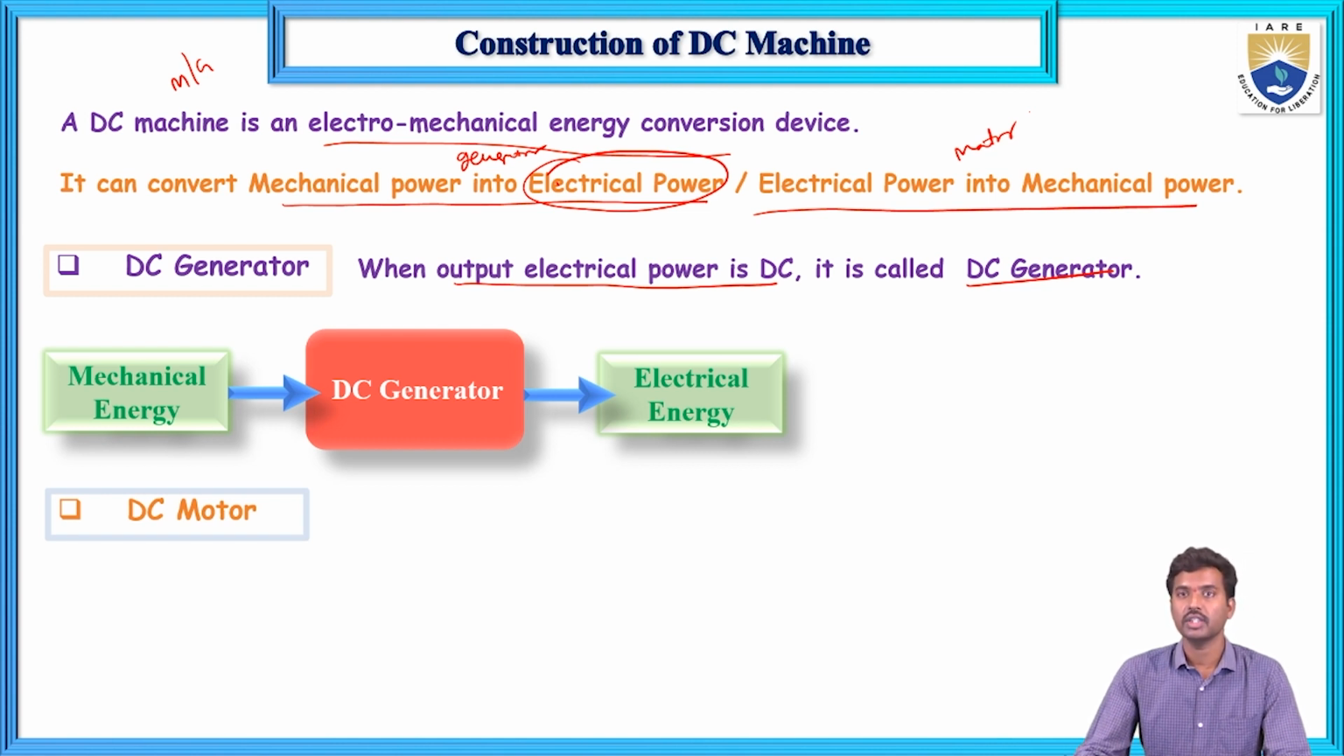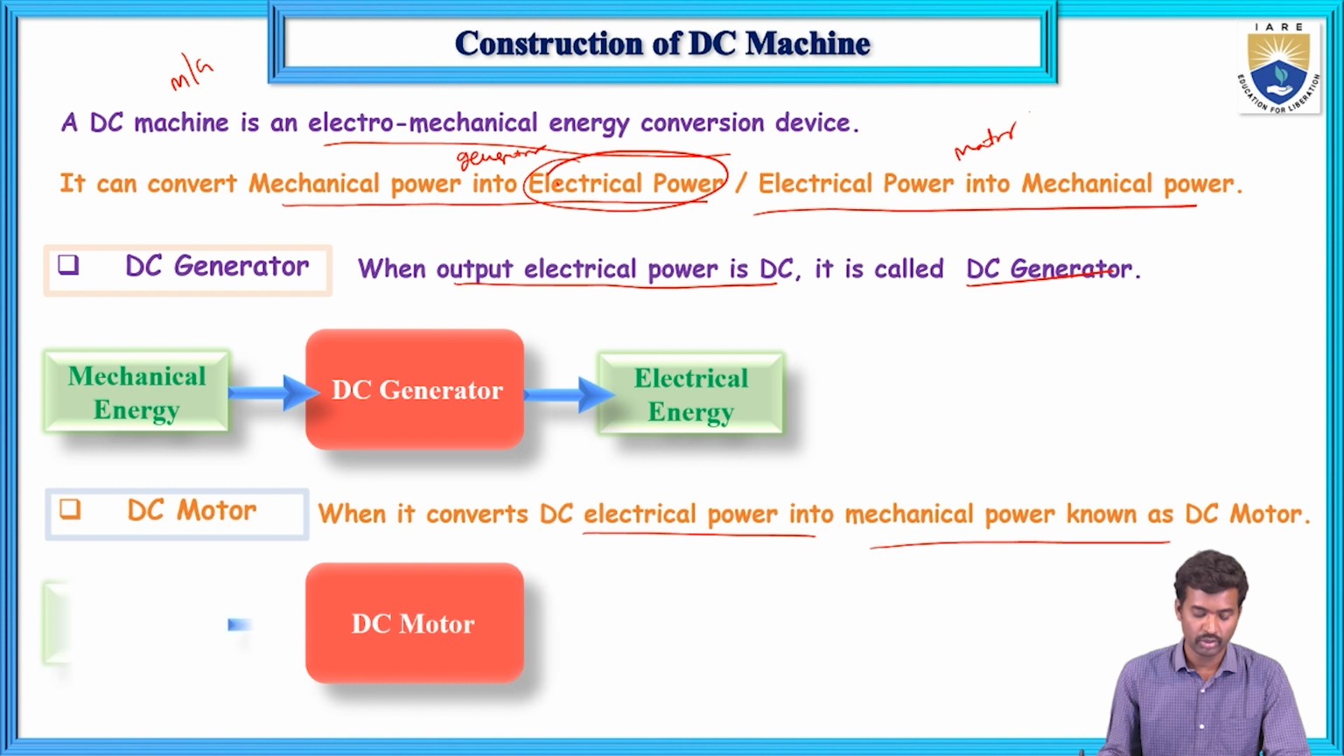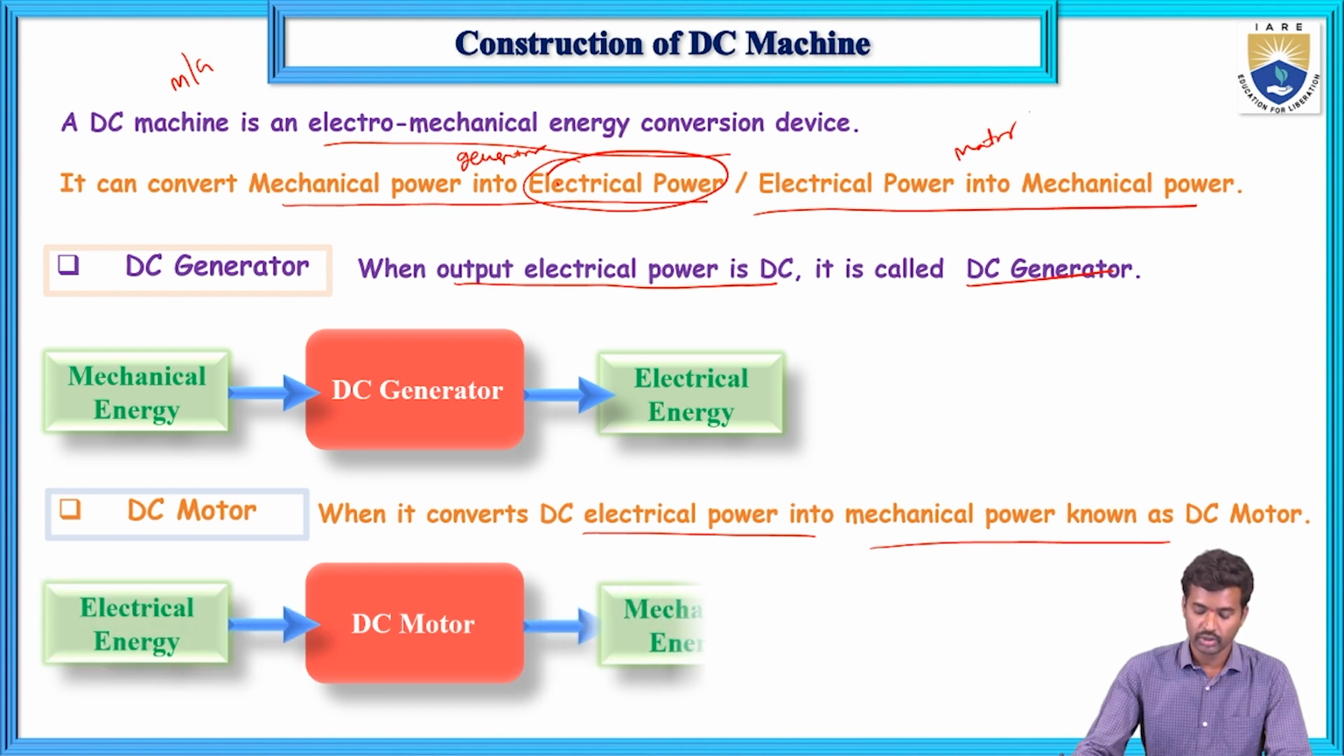A DC motor is a device which converts electrical energy to mechanical energy. The output at the shaft is mechanical energy. It takes in electrical power, which is DC power, and converts it to mechanical power; that is known as the DC motor. Now see this diagram, which converts electrical energy to mechanical energy at the shaft.